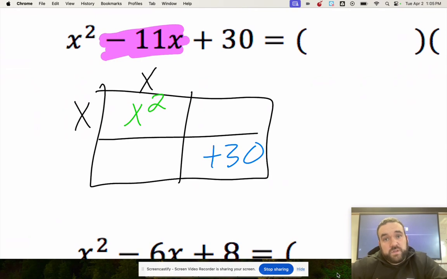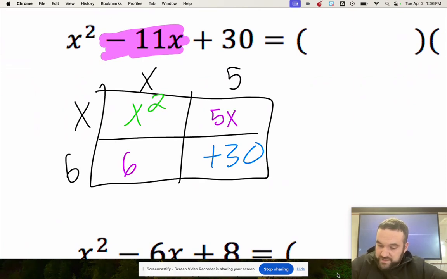And then this is where it gets interesting. For 30, I need to find factors of 30 that when I fill out the rest of the boxes in the area model, or in the rectangle, they will combine to be negative 11x. And we've seen this number combination before. If I try to use 5 and 6, that's great. 5 multiplied by 6 is 30. This would give me 5x, and this would give me 6x. And when I add those up, I get positive 11x, but I want negative 11. So to fix that, all I need to do is make both of these numbers negative.